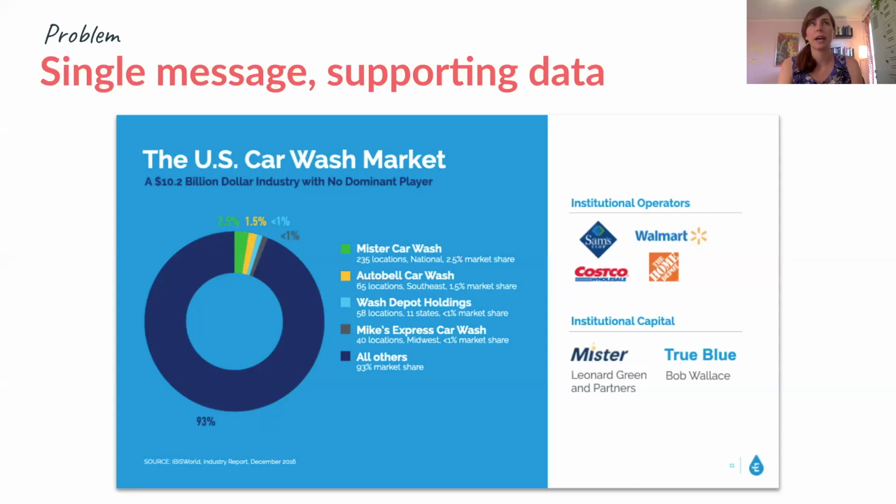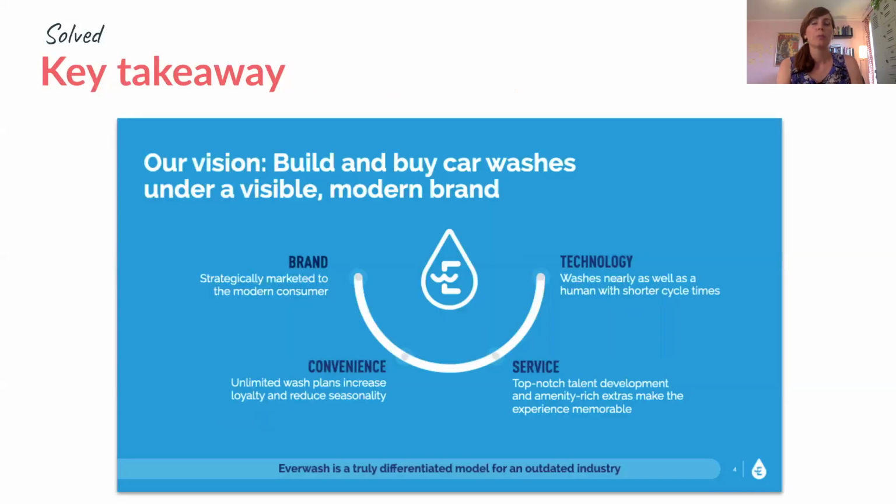We still used a headline here, as you can see, right? We still talked about it's a big industry with no dominant player. That's the key message here. So problem solved, right? Those were all problems. How did he solve them?